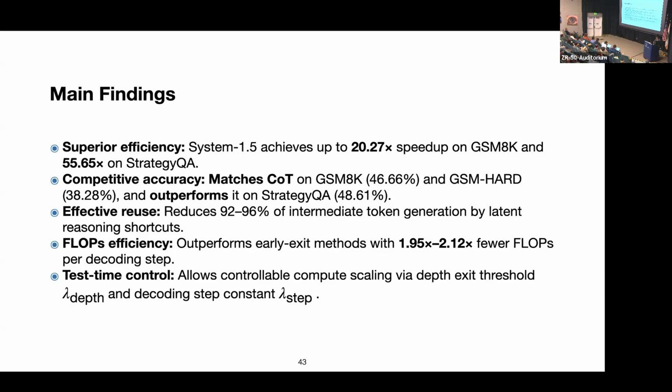Here is a summary. The main finding is that our model is superior in efficiency. It achieves up to 55 times speedup on the StrategyQA dataset, and it has competitive accuracy compared to the original chain of thought reasoning. It also outperforms on another dataset. Basically, it means we used much fewer hidden tokens and improved inference efficiency a lot, and we achieved similar or even better performance compared to the original chain of thought reasoning.